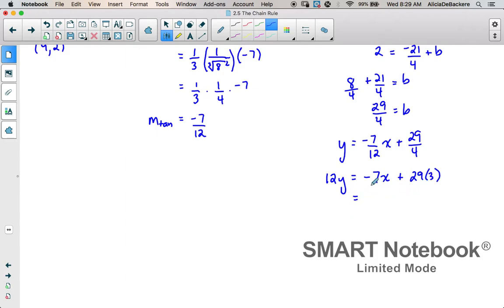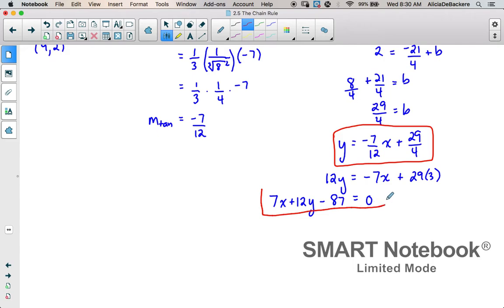But with standard form, I want to bring the x term over so that it's positive. So I'm going to add it over to the other side. And then instead of having 87 over here, I'm going to subtract it over to the other side. This question didn't specify, so you could be putting it in this form or this one.